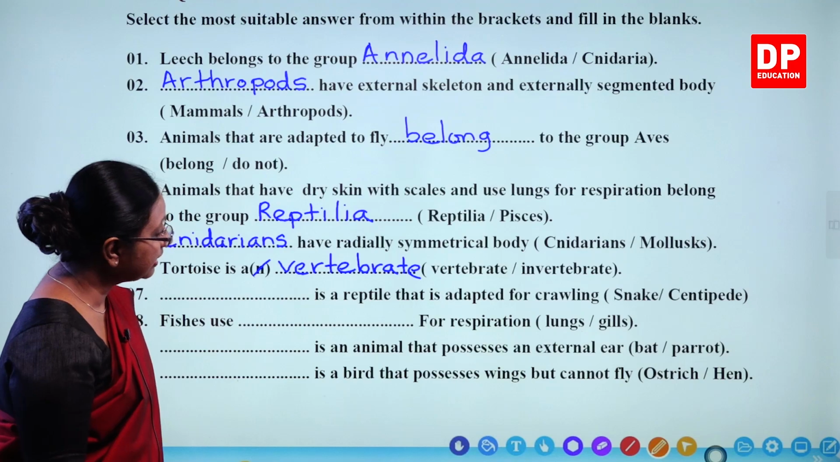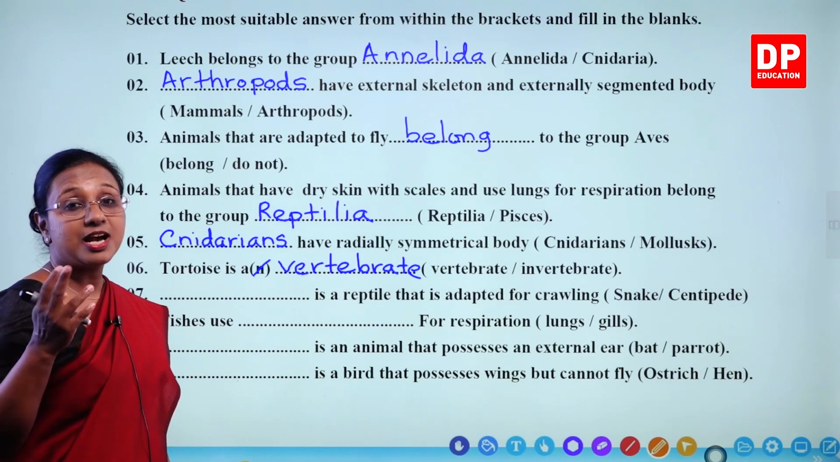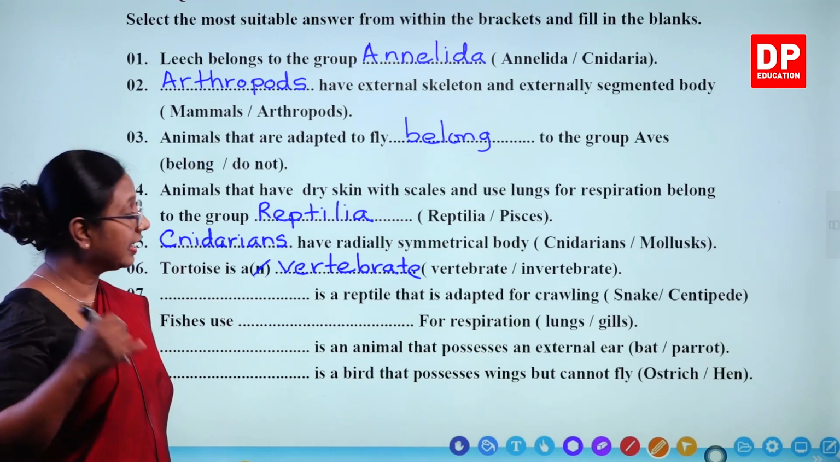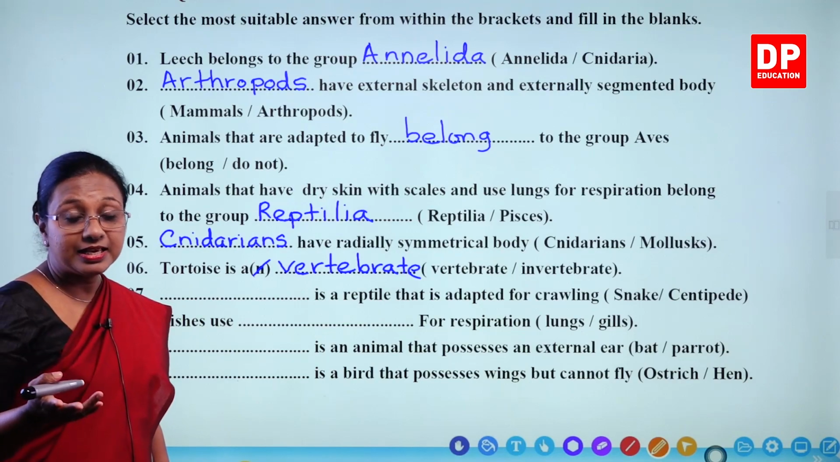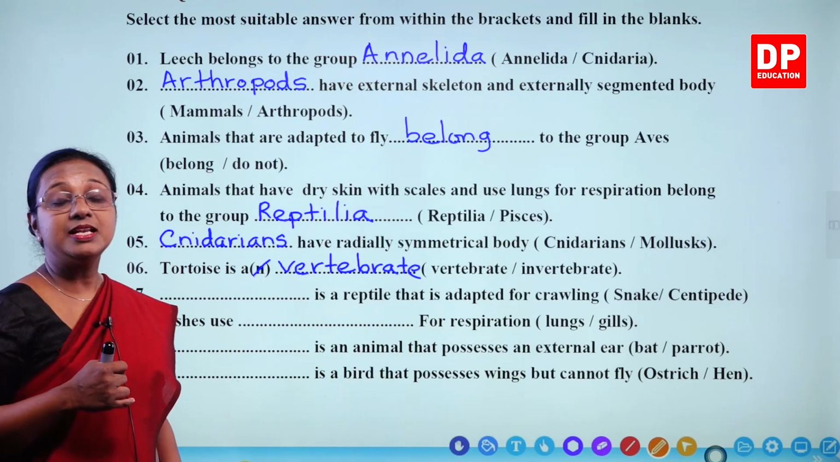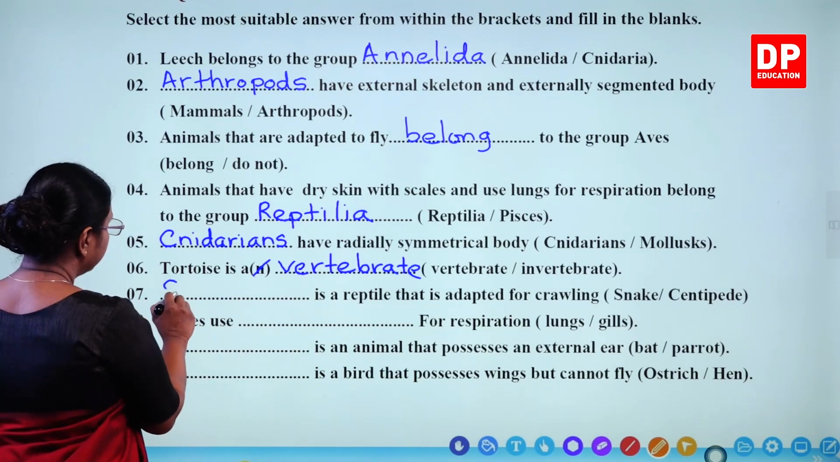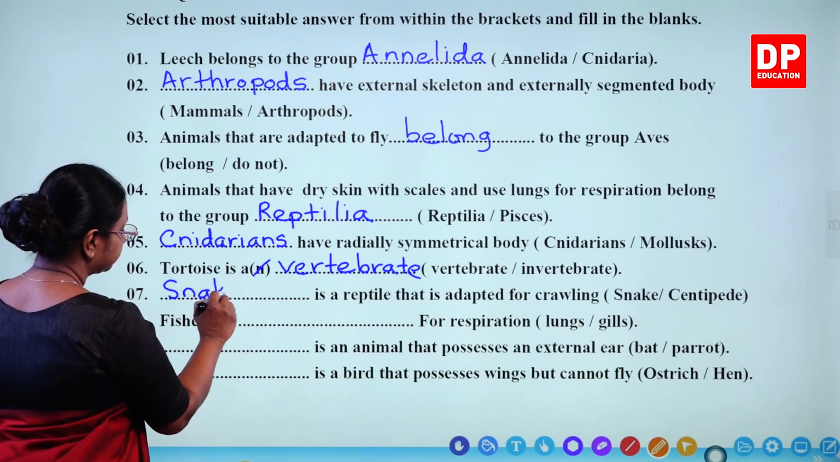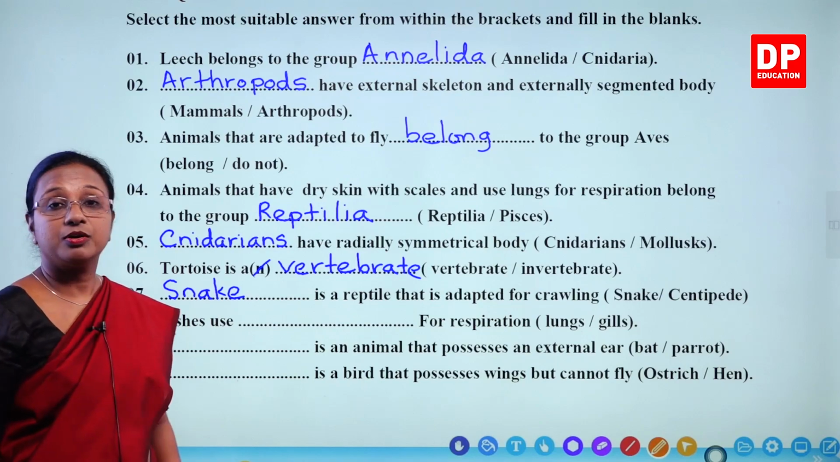Then the next one. Blank is a reptile that is adapted for crawling. There are some which are limbless reptiles and they can crawl. What is it? Snake or centipede? Snake is a reptile that is adapted for crawling. But what about the centipede? Centipede is actually an arthropod. So here it is snake.